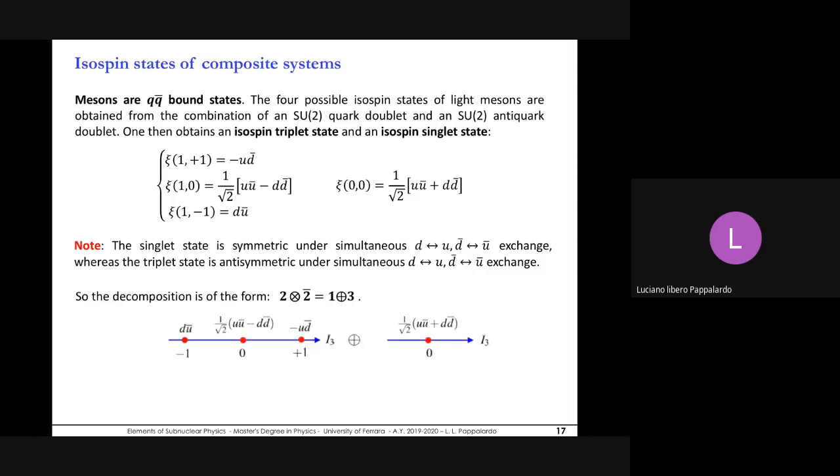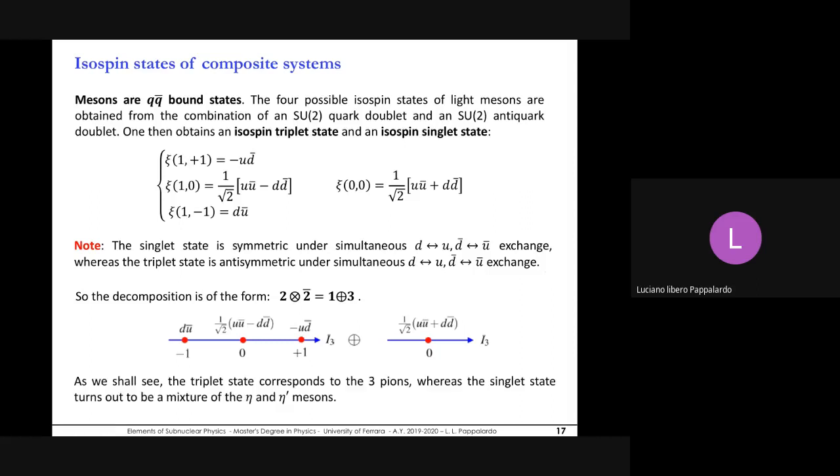So back to the group theory language. When you combine a quark doublet with an antiquark doublet, you obtain a singlet plus a triplet state. And these are how they are located on the third component isospin axis. And these are the different combinations of up and down quarks in the two cases.